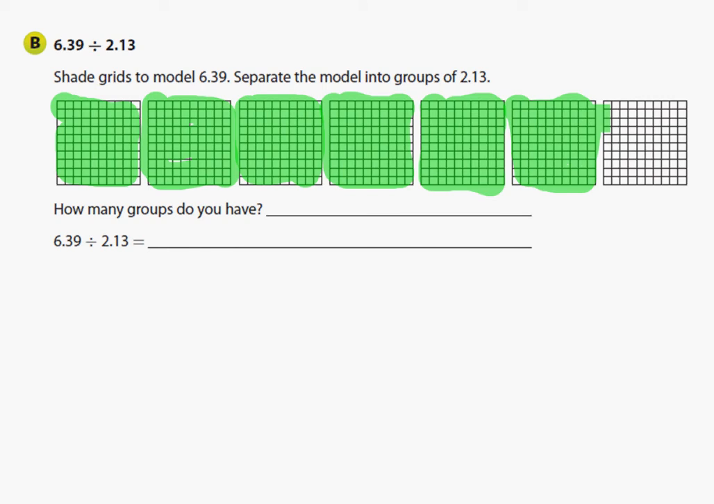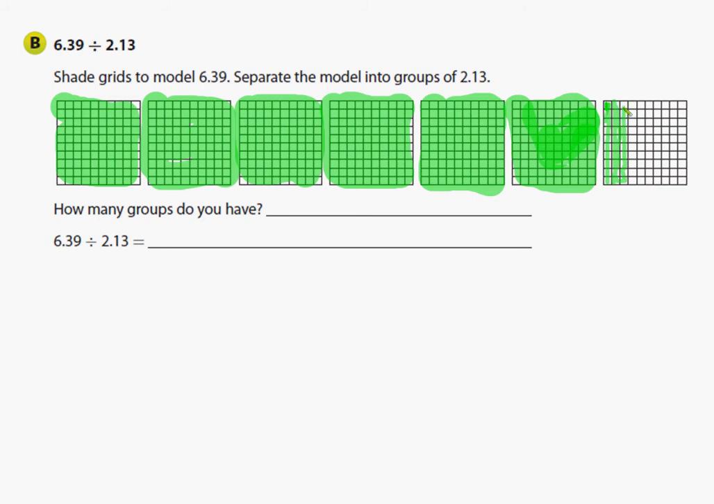Now I need to fill in 3/10. Now each one of these is cut up into 100 pieces. So 1/10 would be 10 squares, which is 1 column. So I'm going to fill in 1 column for 1/10. Let's see if I can get the right size here. 1 column for 1/10, 2 columns for 2/10, and 3 columns for 3/10.